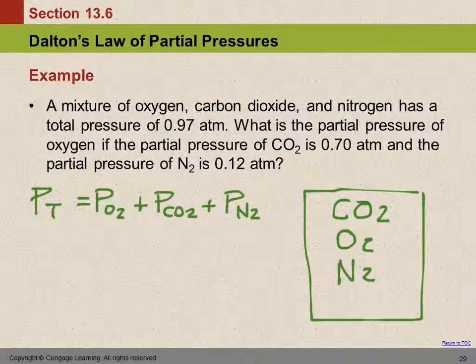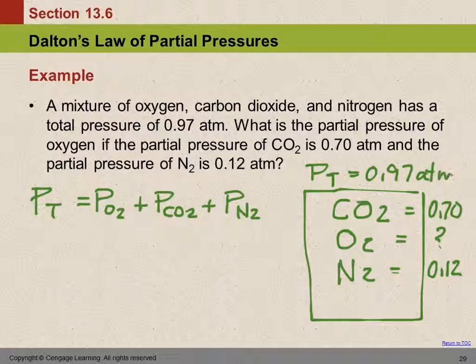So we're told that the pressure of the CO2 is 0.7 atmospheres, and the pressure of the nitrogen is 0.12 atmospheres. And we want to know what the pressure of the oxygen is. And the total pressure is 0.97 atmospheres. So 0.97 equals each of these added up. How can we figure out what this question mark is?